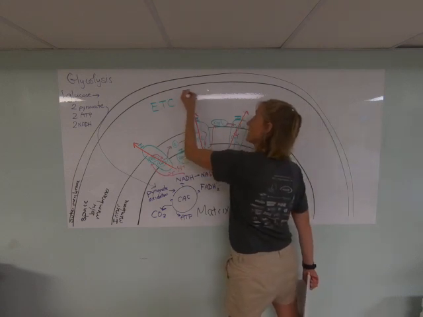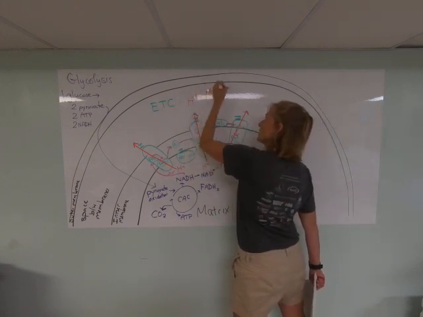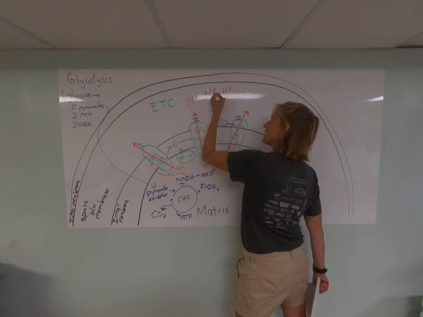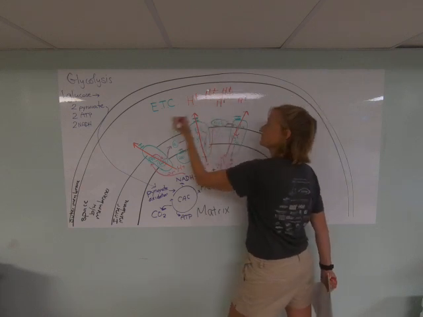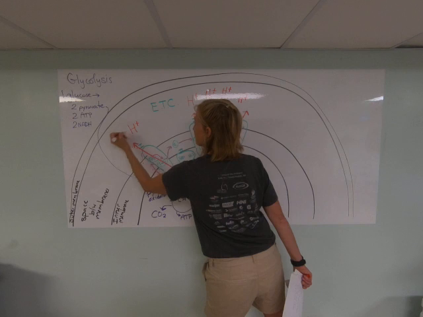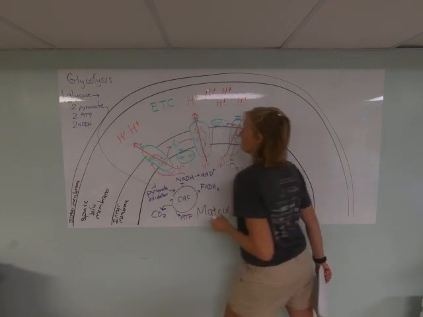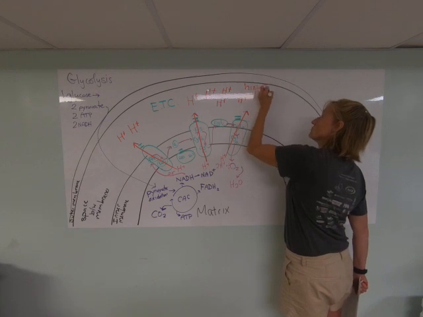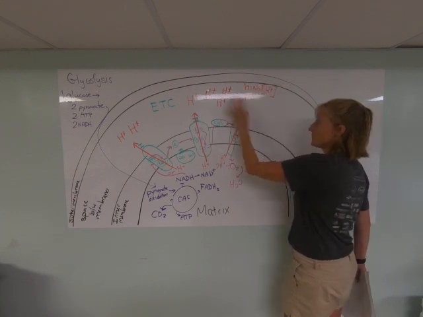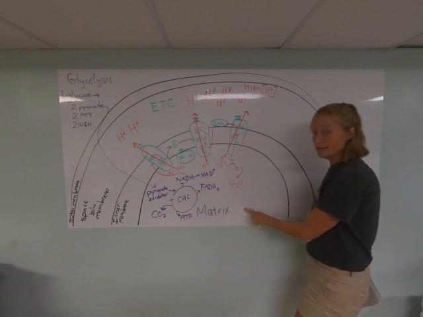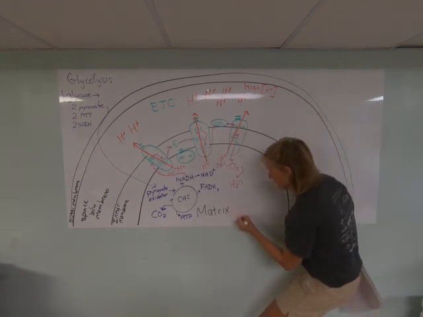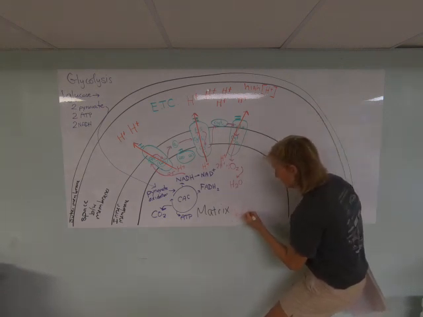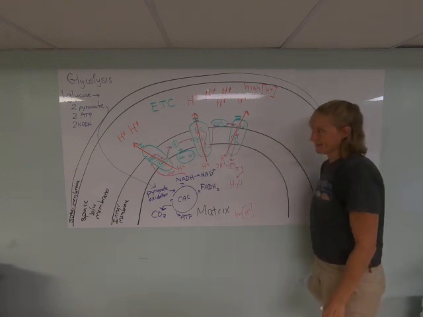What we create then is an area in the mitochondrion that has a high concentration of protons, a high concentration of hydrogen ions. So I'm going to write that in. We have a high concentration of protons in the space between the membranes, much higher than down here in the matrix. I'm going to write down that we have a low concentration of protons down here.